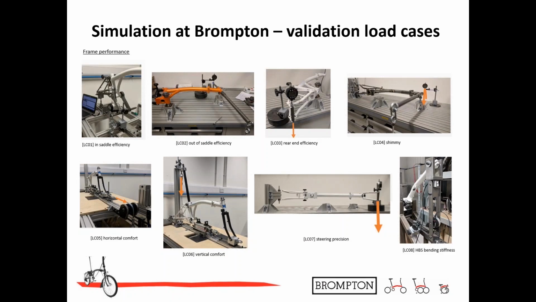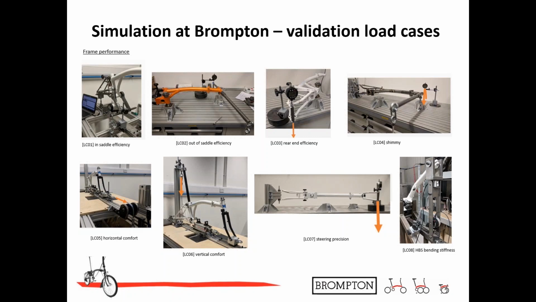represent the riding conditions or the ride characteristics of the bike. So sometimes, for example, for rear end efficiency, we're looking at stiffness. Other times, for horizontal comfort, we're not chasing stiffness, we're benchmarking against existing products. Again, steering position, which is effectively the torsional stiffness of the whole frame. Again, we'd be chasing stiffness. So very different objectives for each simulation.